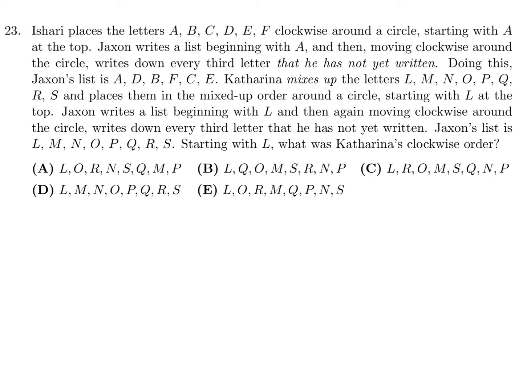Okay, so first I've got to explain this question, and then we'll attempt it. The first part of the question is just telling you what is happening. So A, B, C, D, E, F. This is Ishari. And then Jackson comes into the game, and he puts every 3rd letter. He starts with A, beginning with A, but then he puts every 3rd letter.